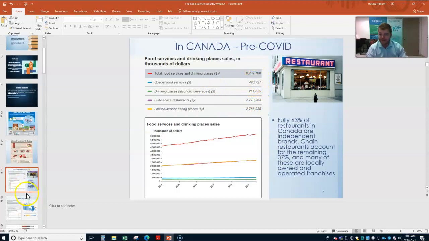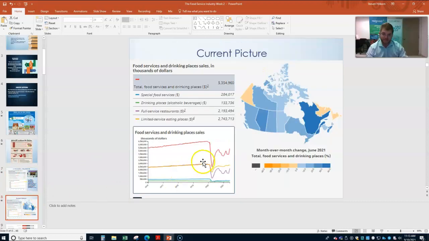So this is 2019. Then COVID hits, and you can see what happens here. This is the drop. We go from whatever that might have been, in the $6 billion range, all the way down to, what's that, under $2.5 billion. So more than a 50% drop. It was a big hit. It really hurt. It hurt a lot of us.